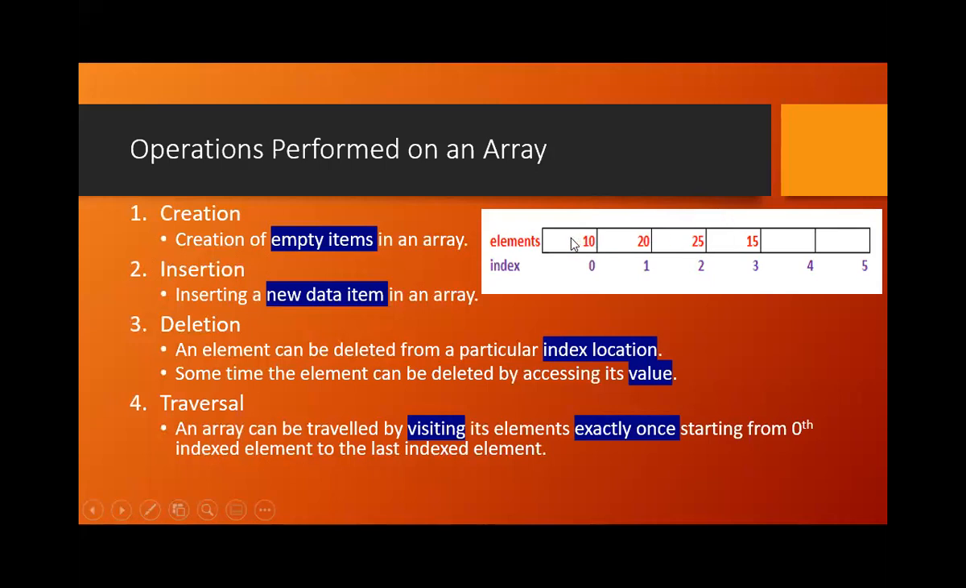From the first index, that is the 0th index or the first element, up to the last element in an array. If all the elements in an array are occupied, then we can call it the last index, or sometimes if the elements are empty, then we can just stop at the last valued element. So visiting the elements is called traversal. Keep it in mind. Visiting the elements exactly once in an array is called traversal.